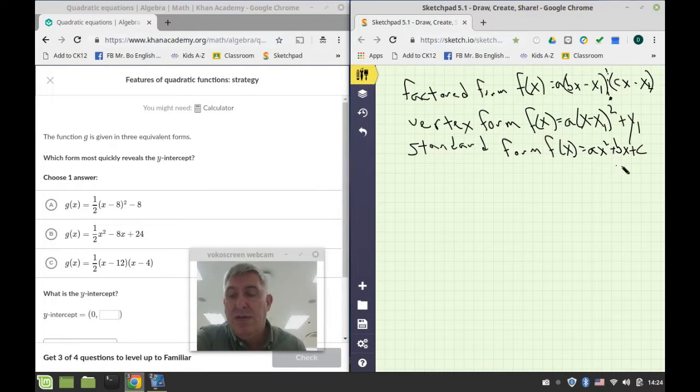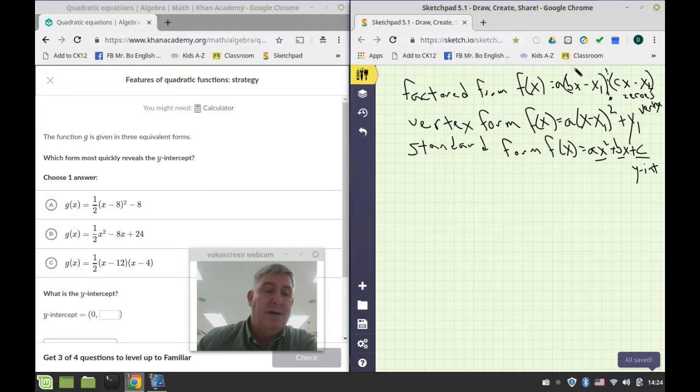And c tells us the y-intercept, because the y-intercept is when x is 0, and so these two terms go away and we're left with c. So c tells us the y-intercept. Factored form tells us zeros or x-intercepts, and then the vertex form tells us all about the vertex.